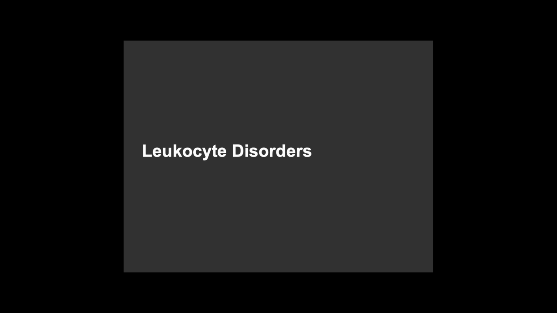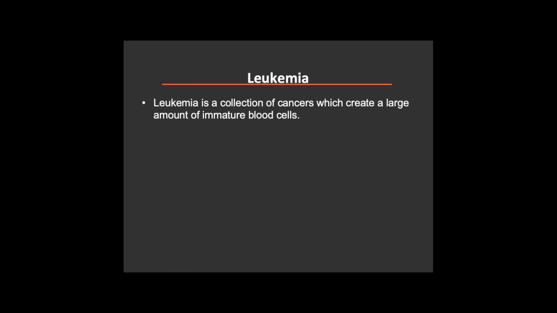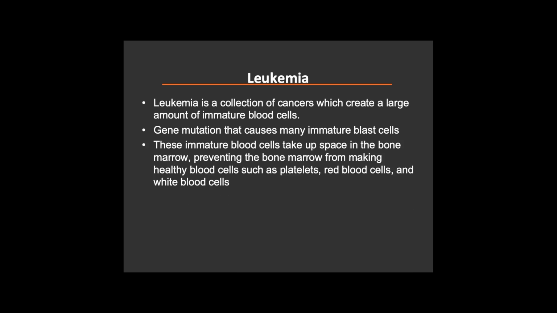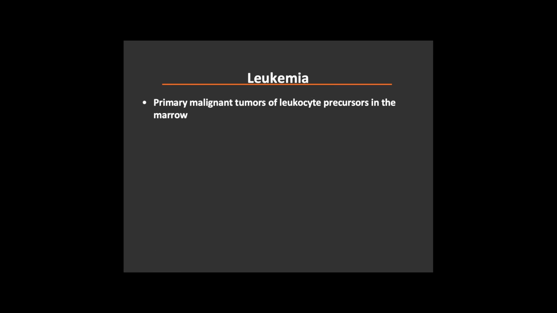So we're going to talk now about leukocyte disorders and start out with leukemia, which is a collection of cancers that creates a large amount of immature blood cells. And so we have gene mutations that cause these immature blast cells to accumulate. And those immature cells take up a lot of space in the bone marrow, and it prevents the bone marrow from making healthy blood cells like platelets, red blood cells, and white blood cells.